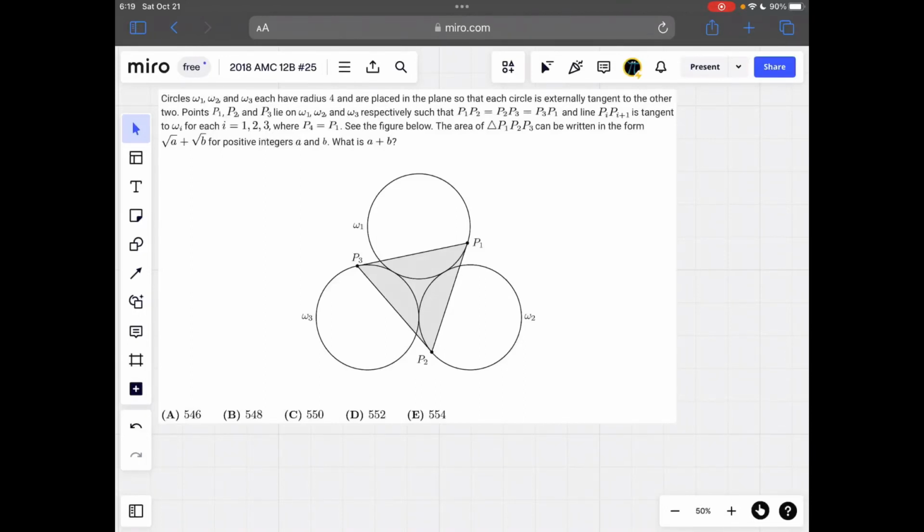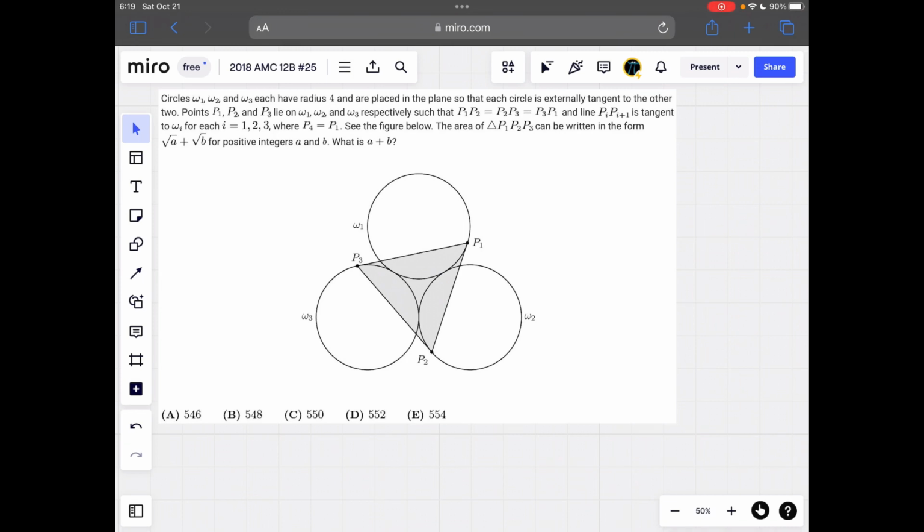Omega 1, omega 2, and omega 3 each have radius 4 and are placed in the plane so that each circle is externally tangent to the other two. Points P1, P2, and P3 lie on omega 1, omega 2, and omega 3 respectively, such that P1P2 equals P2P3 equals P3P1, and line PiPi+1 is tangent to omega i for i equals 1, 2, and 3, where P4 equals P1.